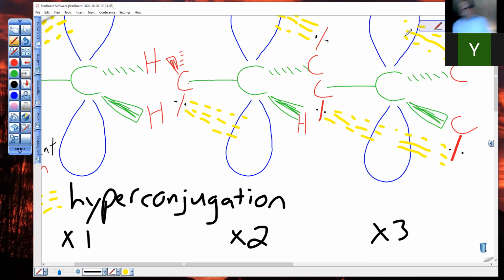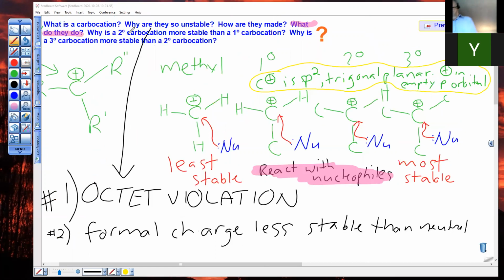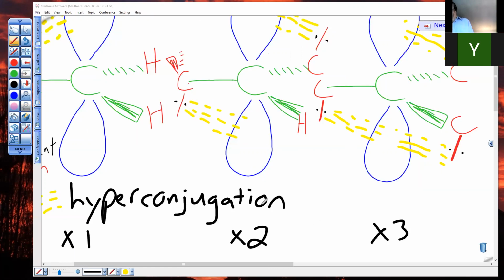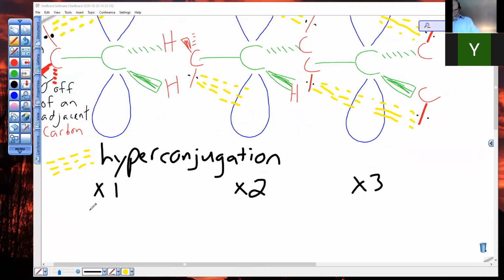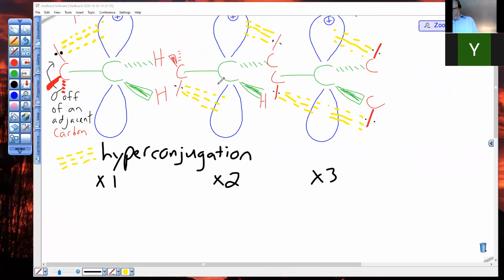So that answers the question. What was the question? Why is a secondary carbocation more stable than a primary? And your answer, if you had to put that on a test, would be the secondary carbocation has twice as much hyperconjugation as the primary. Pictures show it. Twice the hyperconjugation as the primary.